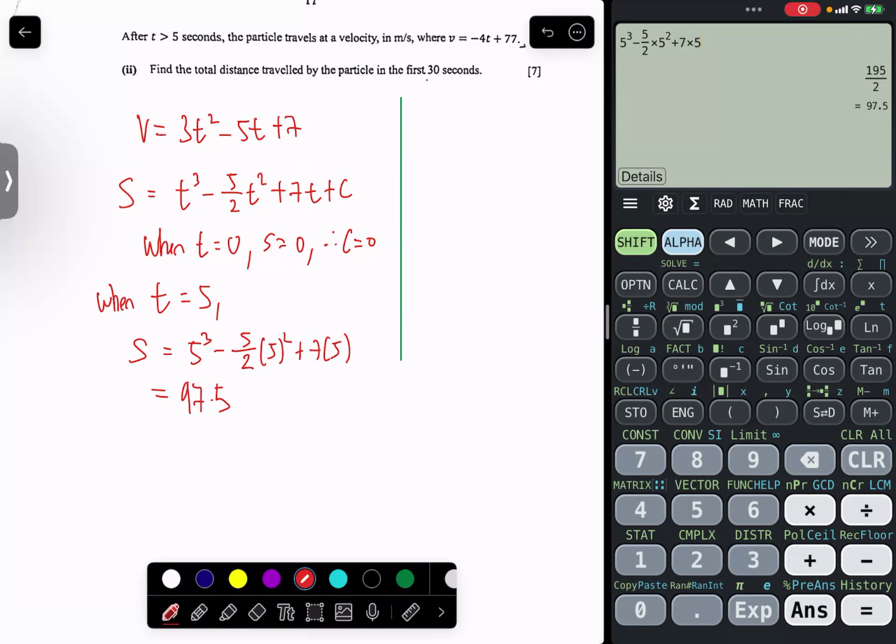Now, in the second part, v equals negative 4t plus 77. So when v equals 0, negative 4t equals negative 77, t equals 19.25. So that means at 19.25, there is a turning point.